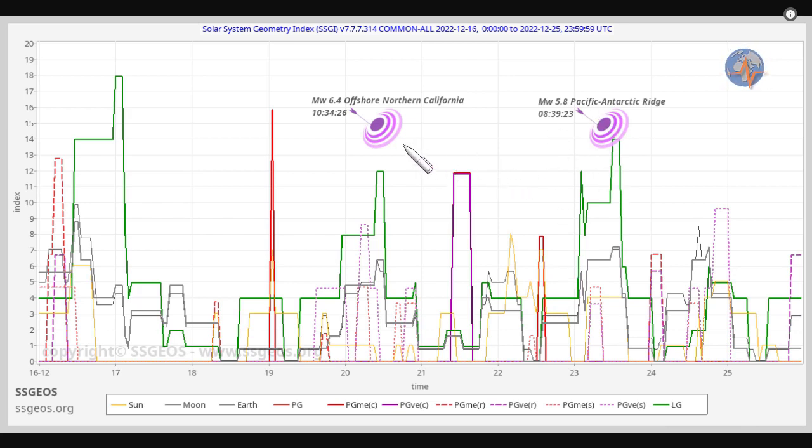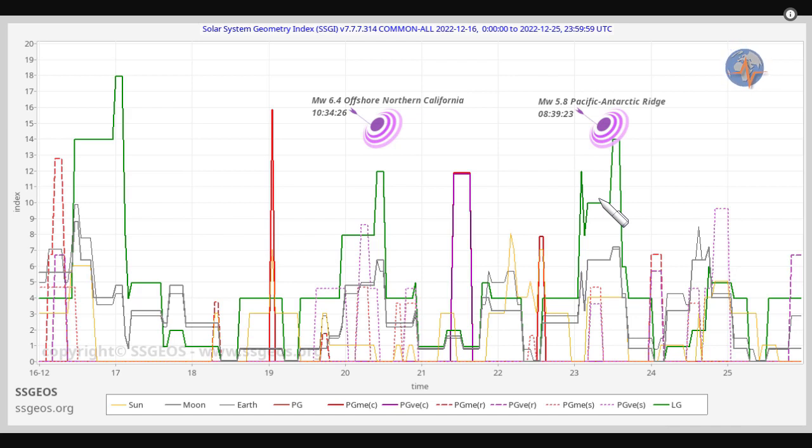We have to go back to the 20th, the 6.4 offshore Northern California that followed on some critical planetary geometry here. It also happened at the lunar peak. The key here is the condition of Earth's crust. We do not know the amount of stress. It really requires a critical amount of stress along a fault section. And that's the one thing that we cannot measure. And that's really the blind spot.